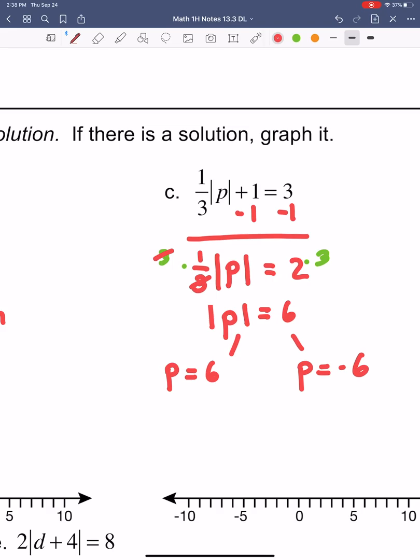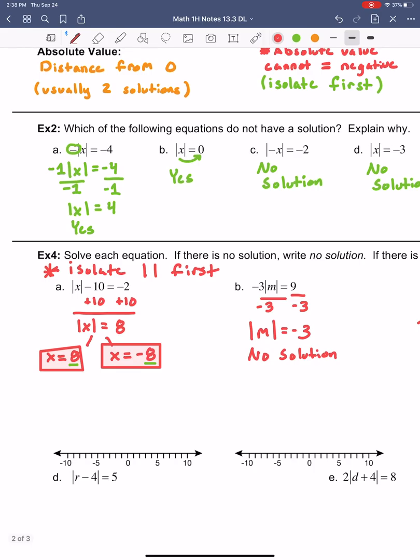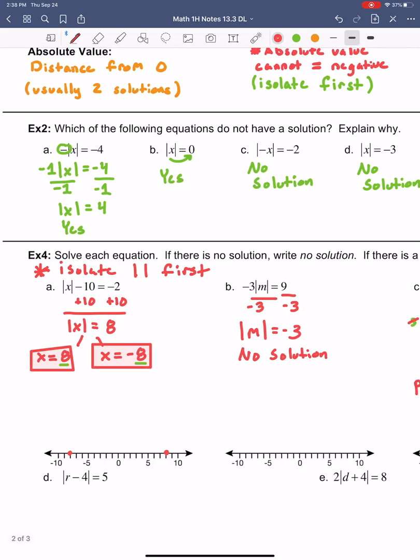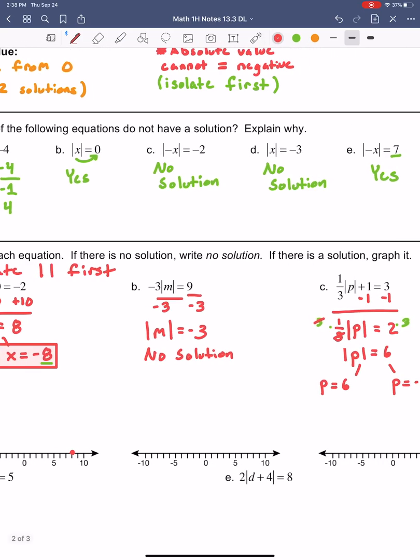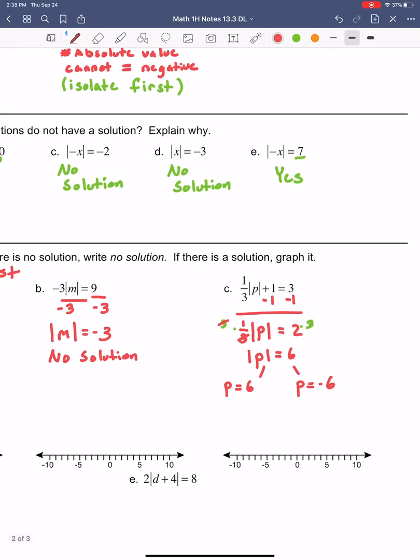Okay. And so now I'm going to go ahead and graph each one of these. So when they're asking for a graph, it's just single points, right? It's not arrows like we did with the inequalities. So 8 and -8 for the first one here. So I'm just going to go to 8, put a point there, and -8, put a point there, and that's my graph. No solution for this second one, so I don't need anything there. Moving to letter C, I go to -6 and +6, and that's all they're asking for there.